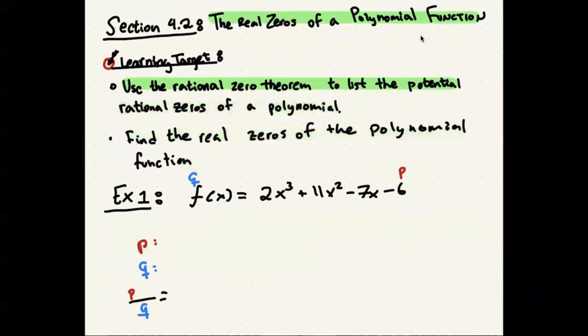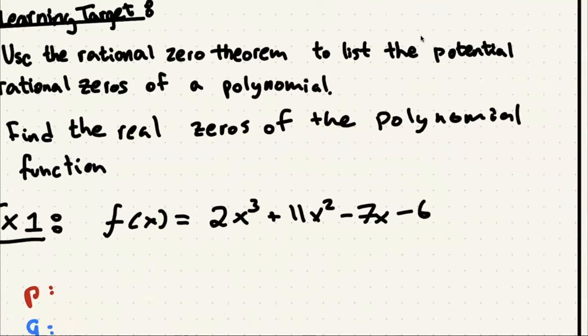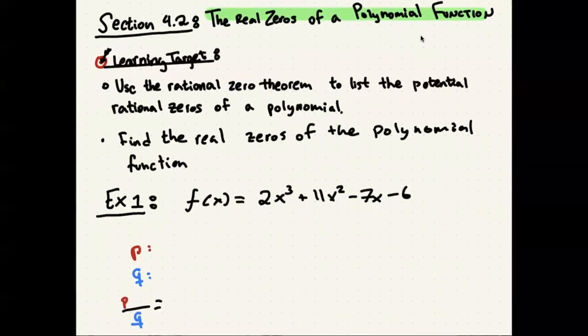Okay. So let's go ahead and find the zeros. So we have a polynomial here, and we're going to use the rational zero theorem to discover what the possible zeros of this function are. And then we'll use synthetic division to go ahead and find those zeros. Okay. So first things first, we got to label a couple of things.